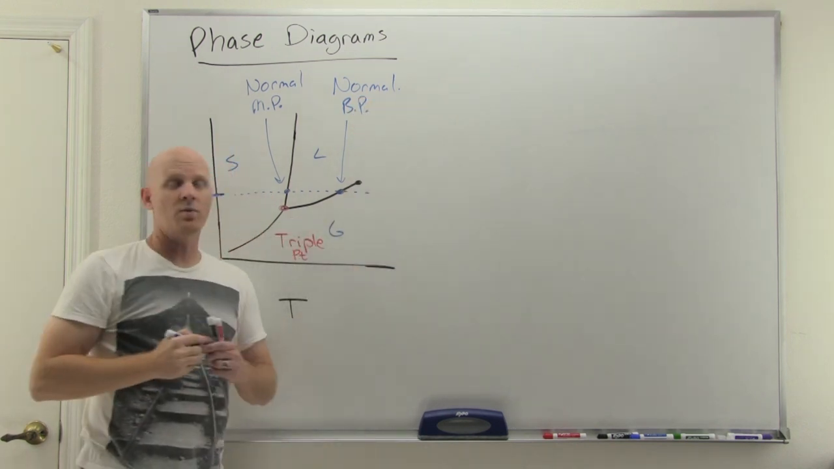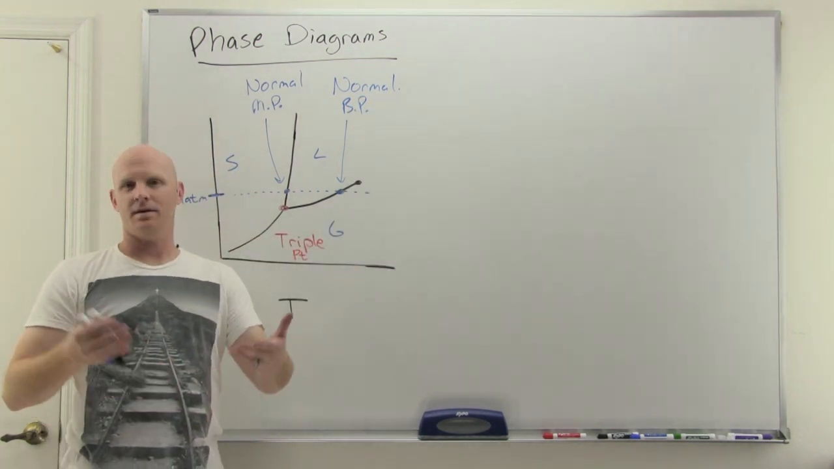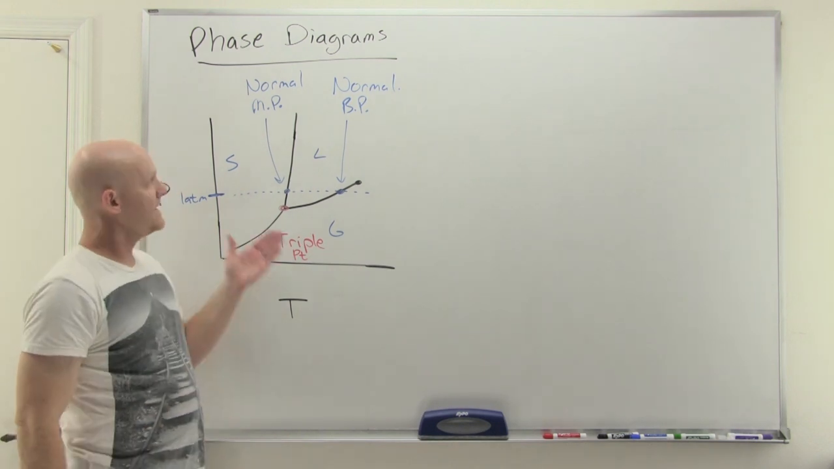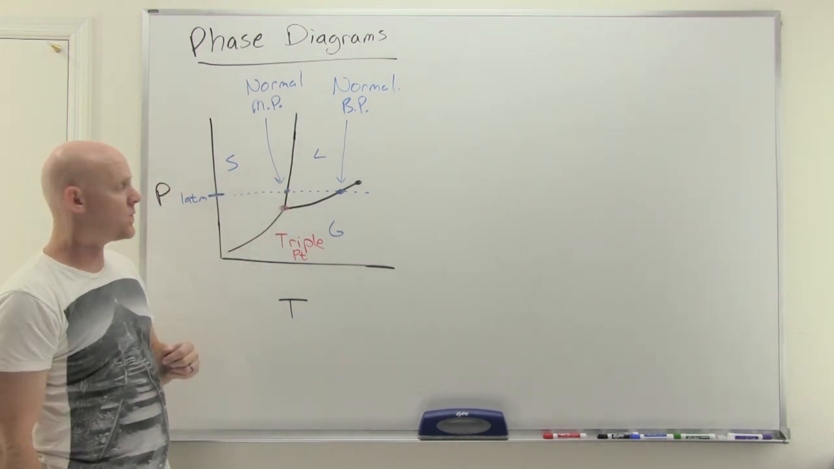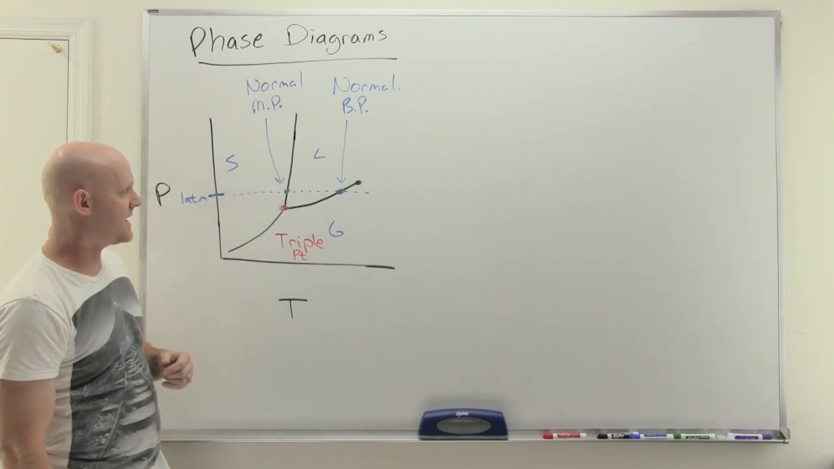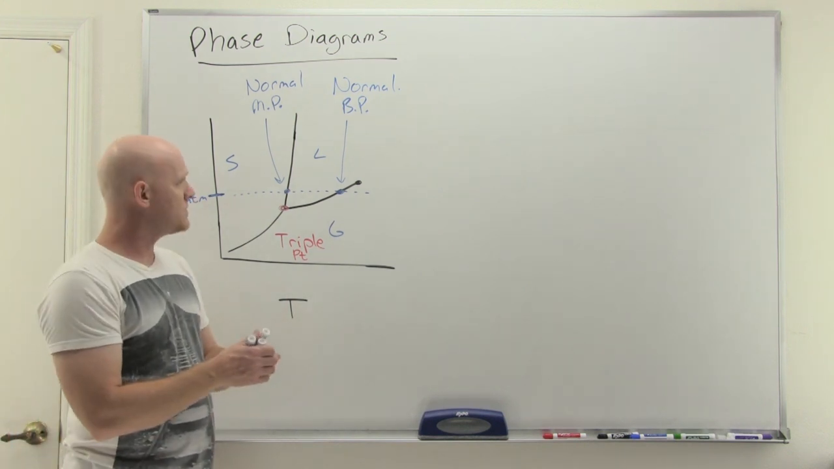Cool. So you should know that when we say normal melting point or boiling point, we mean the melting or boiling point at one atmosphere. And you can identify them on a phase diagram like this, as long as the y-axis here is labeled to show you where one atmosphere lies.